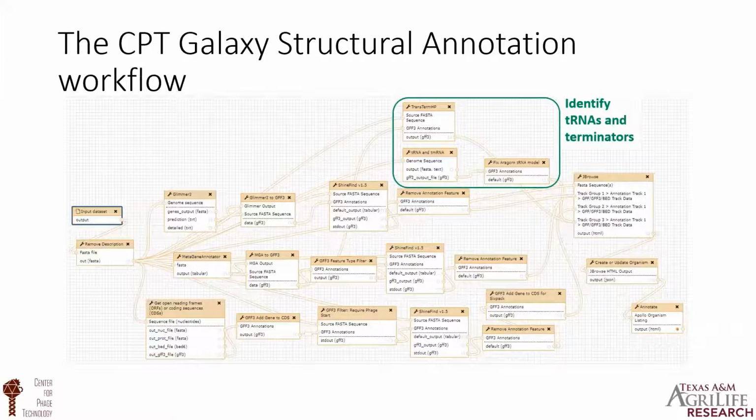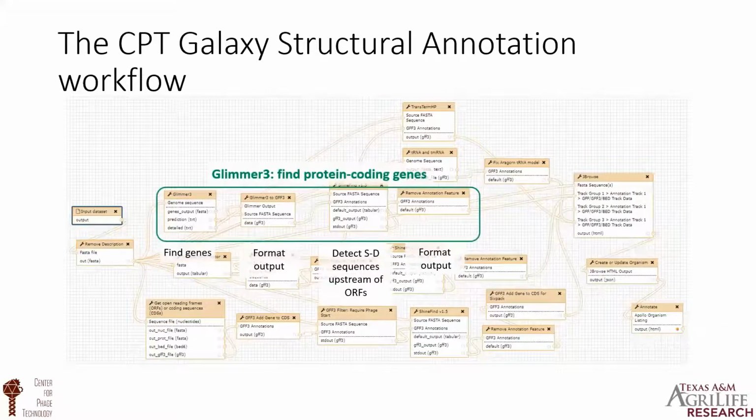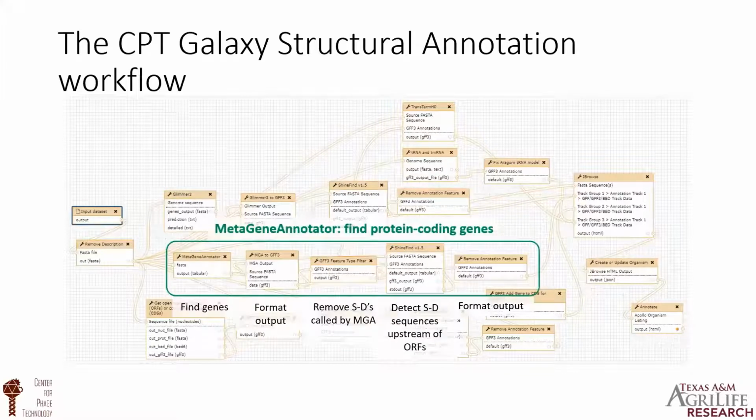We currently use tRNAscan and Aragorn to identify tRNAs. We use two different gene calling programs. The first, shown here, is Glimmer3. This is a popular gene calling program and it's one used at NCBI, and this will identify protein coding genes from DNA sequence. As you can see here, the workflow will run Glimmer3 and then process its outputs to be viewable in Apollo. The other structural gene caller that we use is called MetaGeneAnnotator, and again we are taking the tool output and formatting it for display in Apollo.